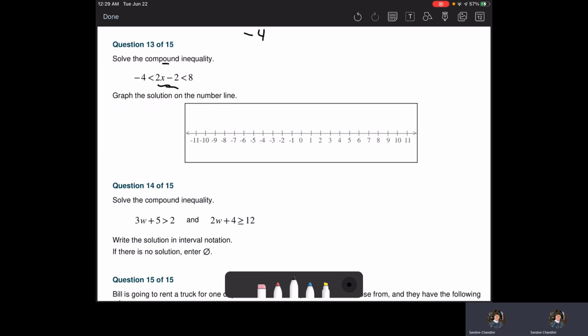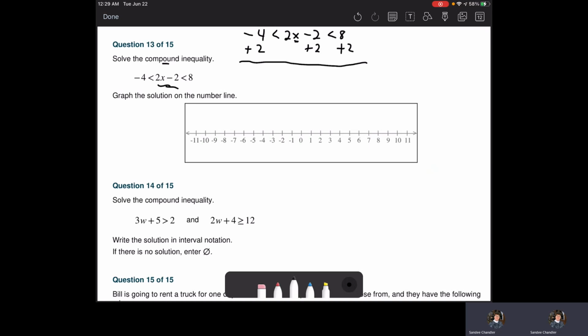So you get minus 4 less than 2x minus 2 less than 8. So you're going to keep x in the middle. We're going to add 2, but what if you do it to the middle? You got to do it to the right. If you've done it to the middle and right, you've got to do it to the left. So everybody's got to have the same thing done to them.